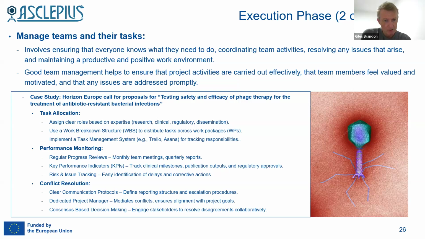Performance monitoring. So you have these people working on these different tasks. It's good if you can do some sort of regular progress reviews, maybe monthly or weekly team meetings, tracking these key performance indicators that we mentioned in an earlier slide. How are we doing? How are we progressing towards those? Risk and issue tracking. We already talked in the initiation phase about identifying challenges, risks, and mitigation measures. So the table that you have with these risks, it's good to review that regularly, perhaps update it because new risks get identified.